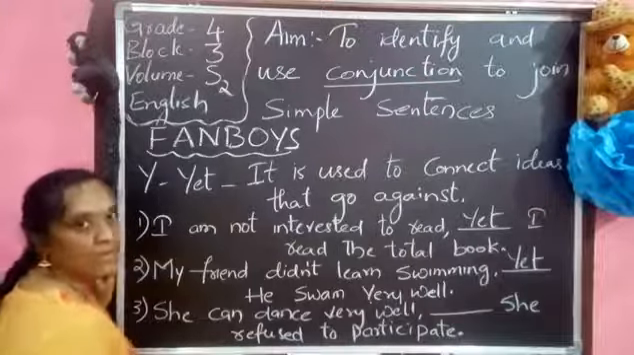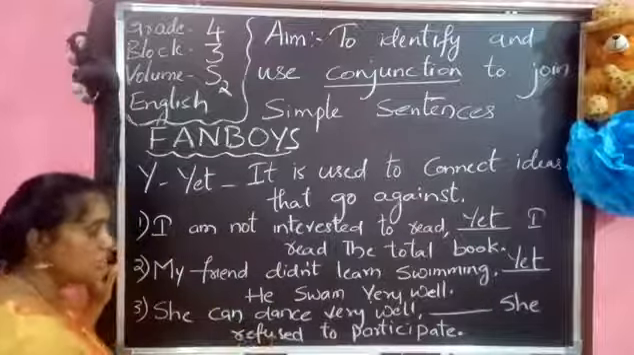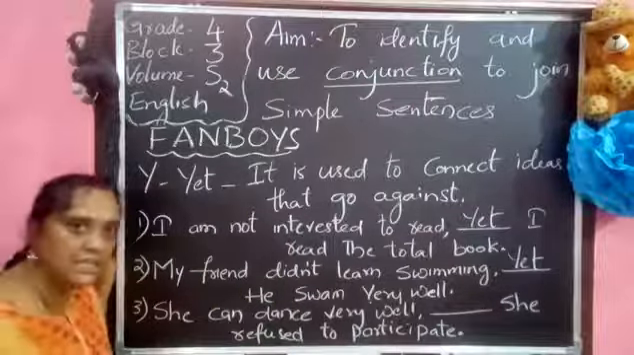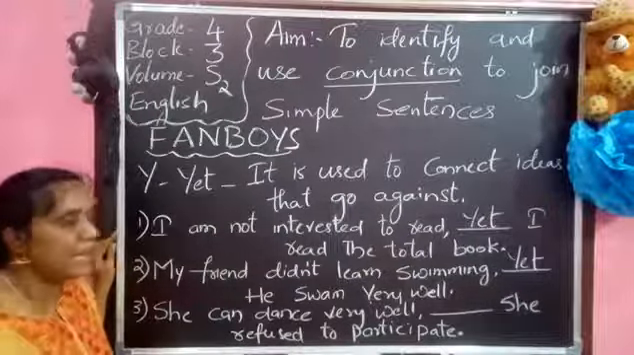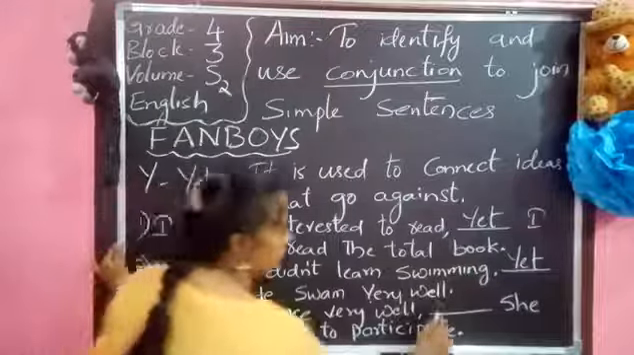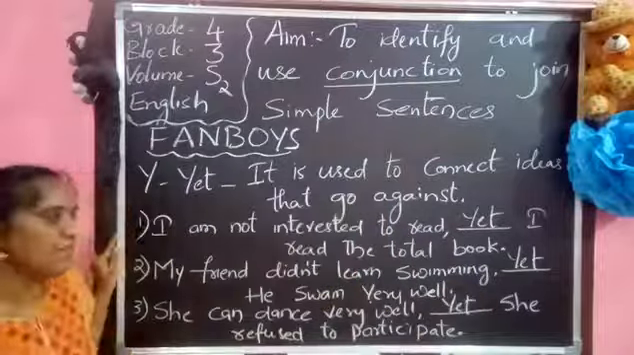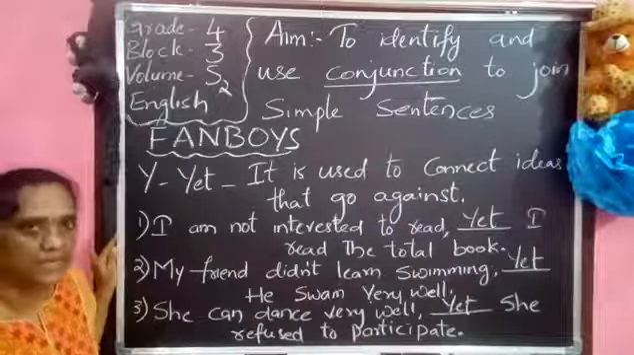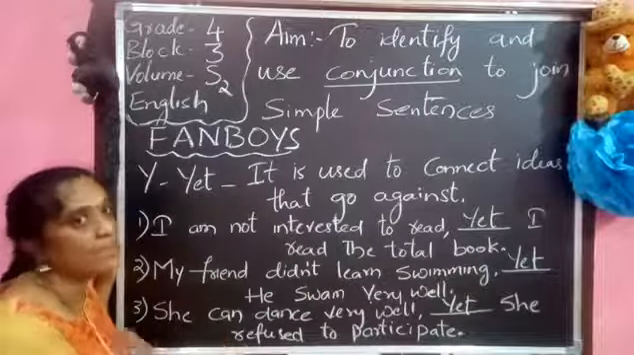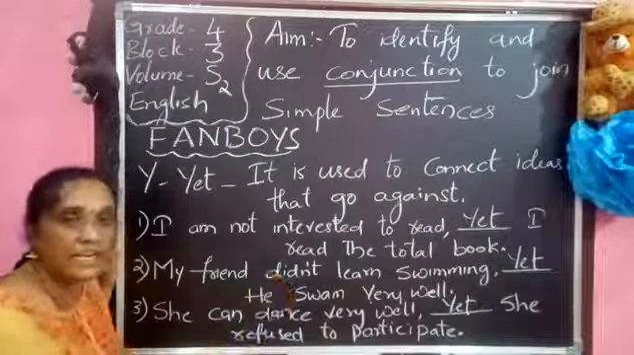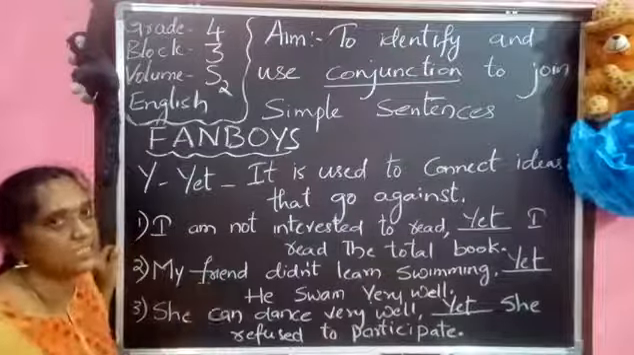She can dance very well. We are talking about a girl. She can dance very well. She refused to participate. When she is dancing very well, she must dance, and she knows dancing. But she didn't dance. So we use the word yet here. She can dance very well, yet she refused to participate. Also, we can use but in some cases. So according to the context and the sentences, you can use but and yet sometimes.